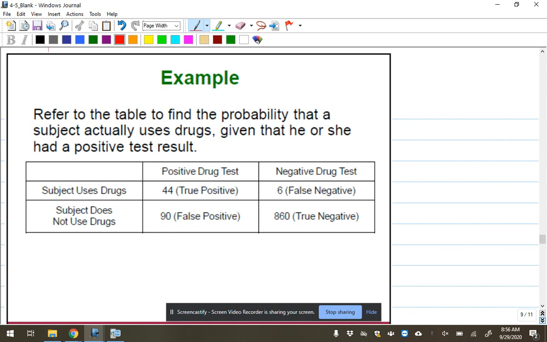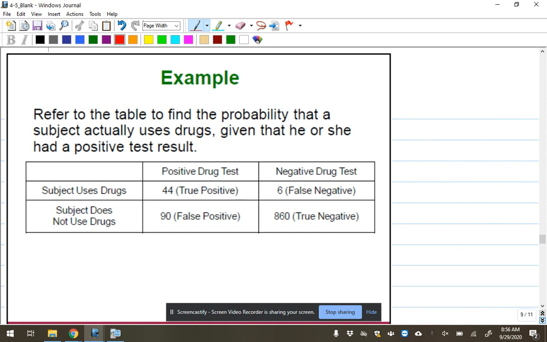All these things occur anytime you have a test for any substance or sickness. All right, so here we have positive drug tests. There were 44 that were true positives, 90 that were false positives. And then the negative drug tests, there were 6 that were false negatives and 860 true negatives. That's probably a good thing.